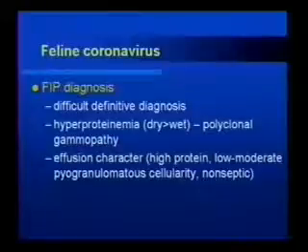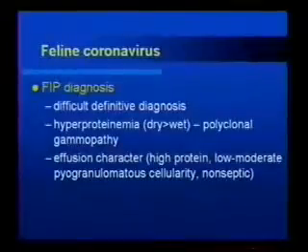Diagnosis of FIP can be very difficult because our diagnostic blood tests are not very reliable. If we're lucky and we see hyperproteinemia, or high blood proteins in the serum, that is very consistent with FIP. And if we do protein electrophoresis in these cats, we see that they have a polyclonal gammopathy. Hyperproteinemia may be more common in the dry form of FIP than in the wet form.